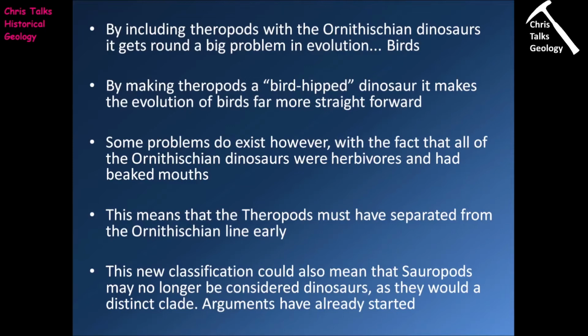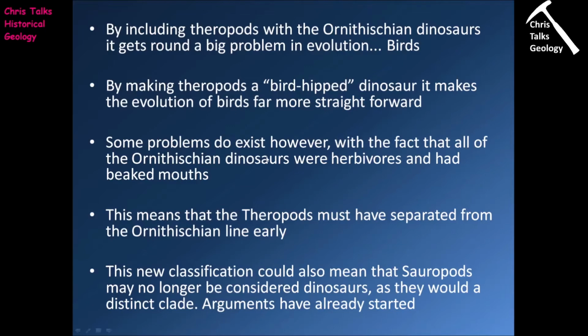And so this is a bit of a stretch, to go from a lizard-hipped dinosaur to the evolution of a bird with a bird-like pelvis. Obviously that's quite a big evolutionary change. Whereas if the theropods are already part of the Ornithischian line, well, they already have the bird-like pelvis, and so the evolution of birds becomes just a little bit more straightforward.